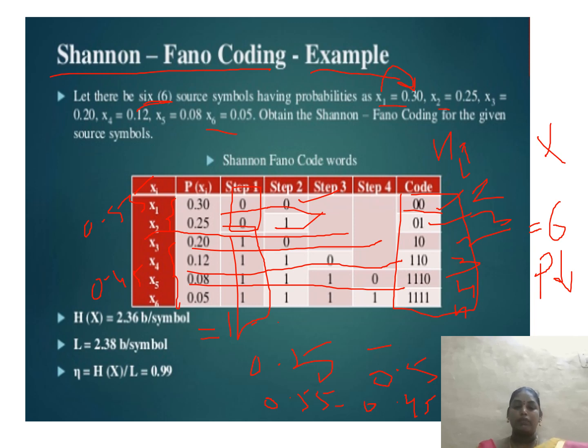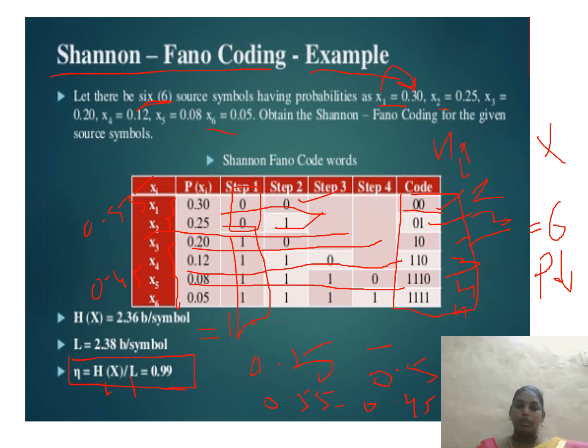Then we need to calculate how efficient this technique is. We need to calculate the efficiency of this coding, because we are assigning binary bits and finally we got the bits for each source symbol. Then we need to know whether this technique is efficient, whether the bits we are assigning are correct or not. For that we have to calculate the efficiency of this source code. The efficiency is calculated as entropy divided by the length of the code word.